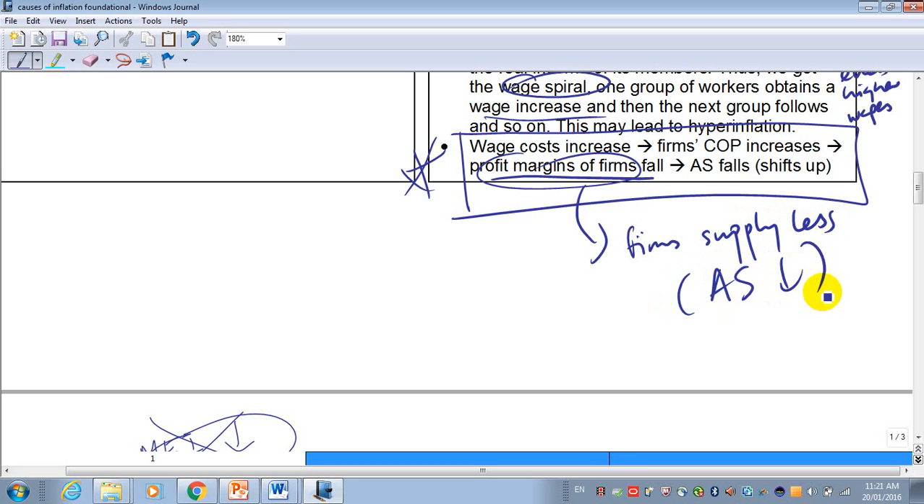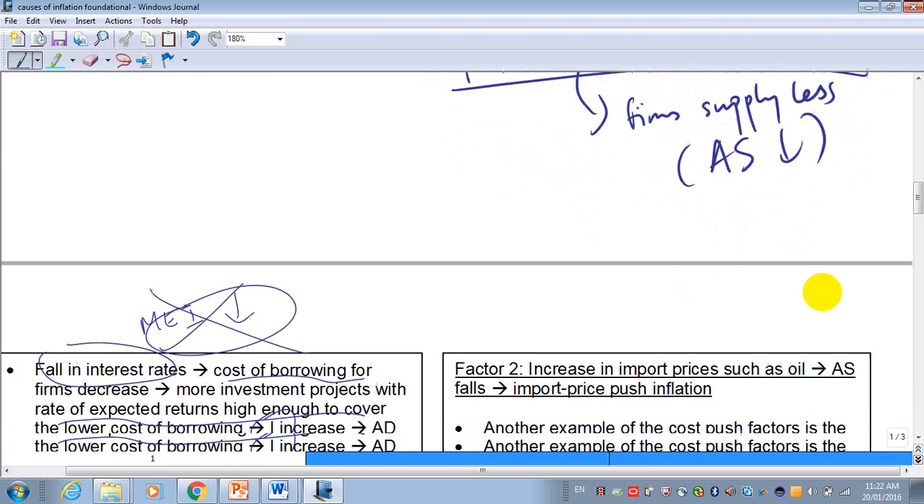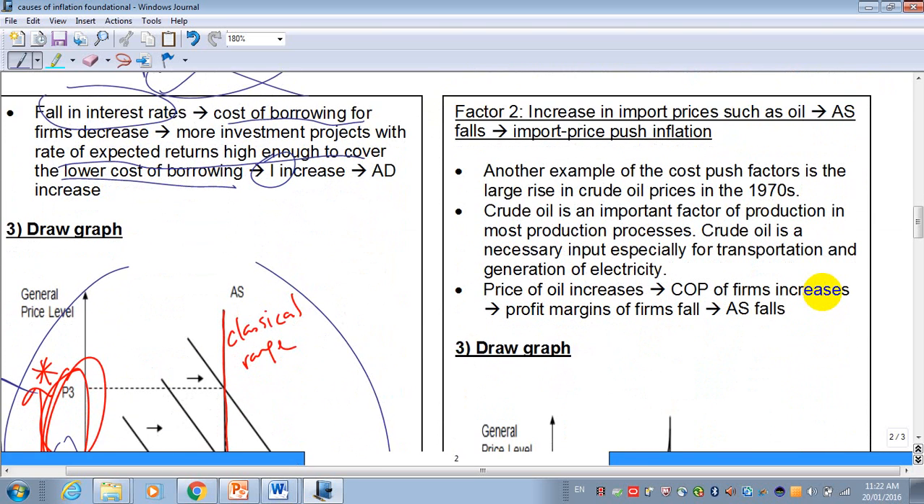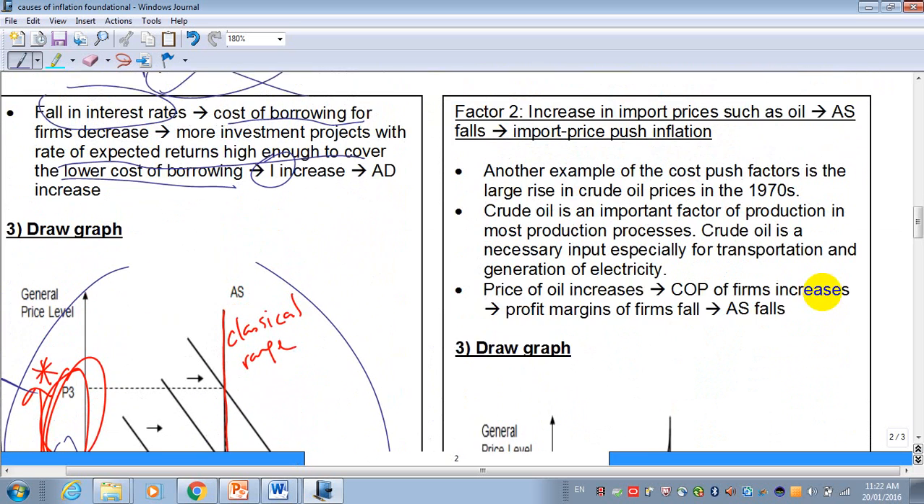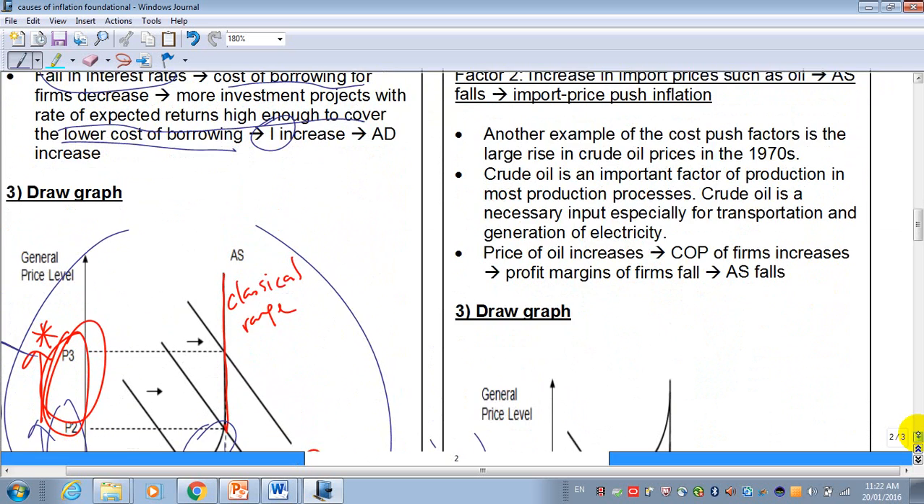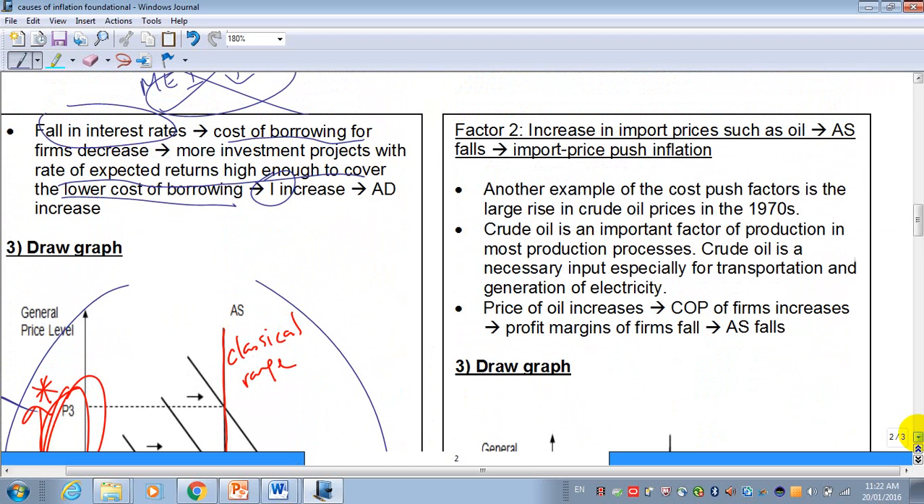Okay? If your profits fall, you think it's not profitable anymore. You're willing to supply less. So aggregate supply in the economy will fall. Okay, and the curve will actually shift up. Okay, we'll talk about the shifting up later. I'll show it to you. All right. Okay, another factor, let me go through the other factor first.